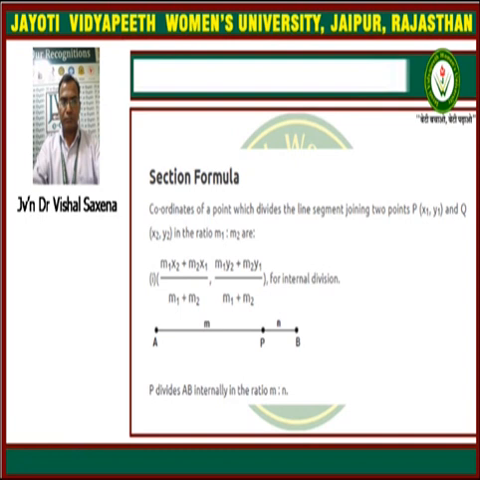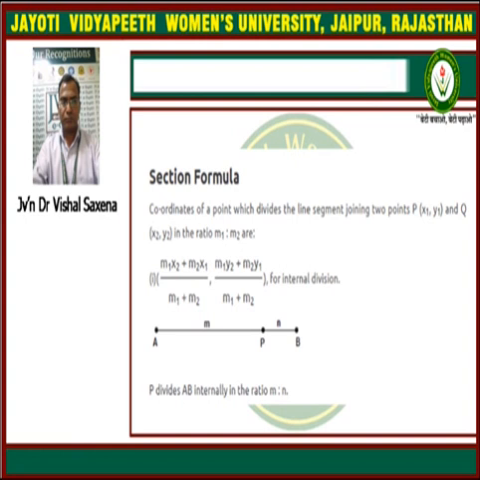Suppose point A is given as x1, y1, and point B is given as x2, y2. We can also take point A as any other name, but we are taking A as x1, y1 and B as x2, y2. The point P is that point which divides the line segment AB in the ratio m:n, and it is dividing internally.